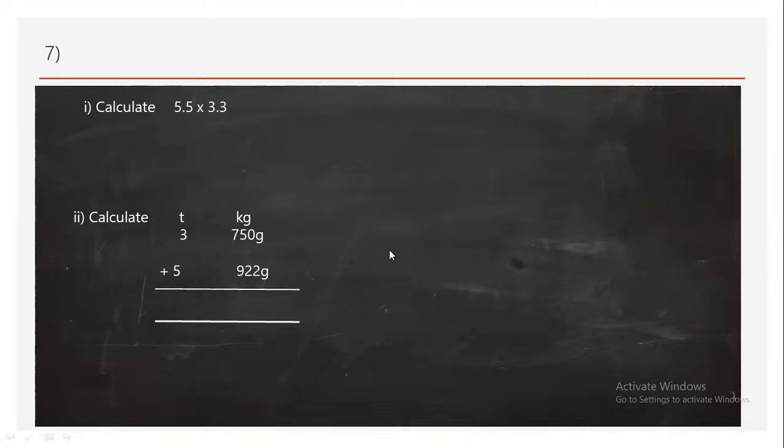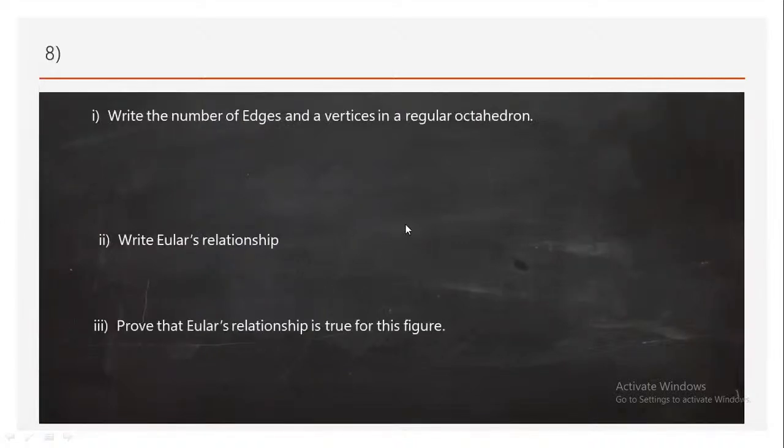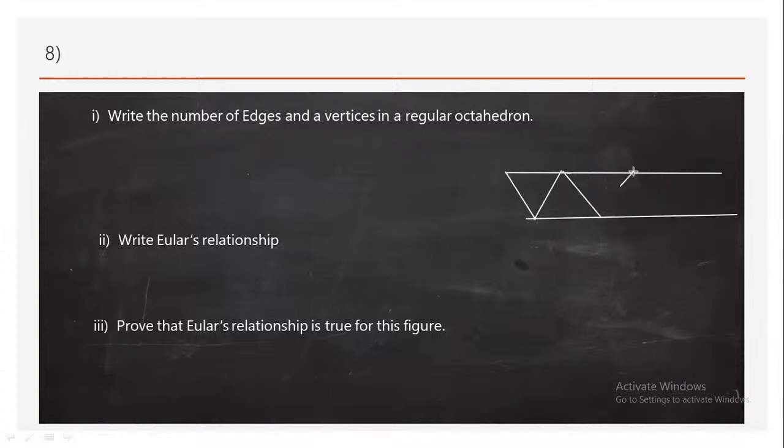Next one. Write the number of edges and vertices in a regular octahedron. So, what is called a regular octahedron? It means a figure like this. I will just draw the net and show you. It consists of 8 triangular pieces like this. 1, 2, 3, 4, 5, 6. This part is no need.